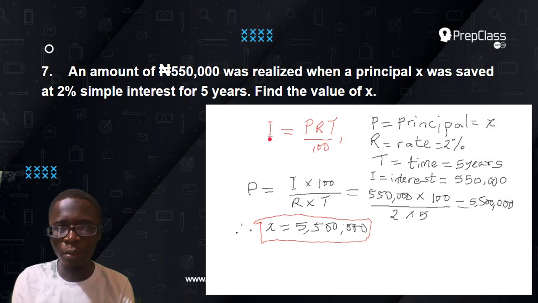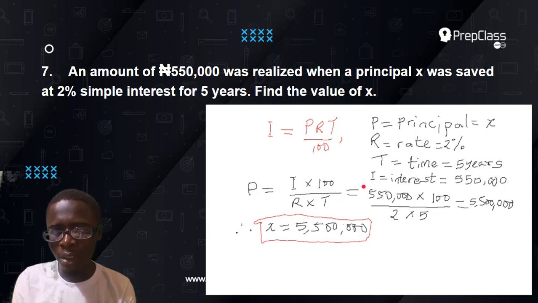So you can see the simple formula: interest is equal to principal times rate times time all over 100 is going to be used, and from here we are looking for the principal, which is the x. So we make principal the subject of the formula by cross multiplying both sides. By the time we do that, you see I times 100 to be here, divide both sides by RT, and here we have the principal to be equivalent to interest times 100 divided by R times T.